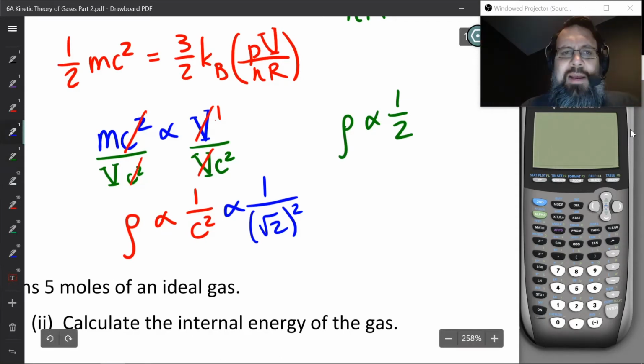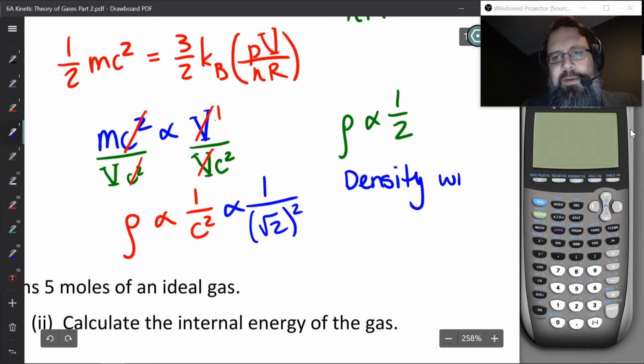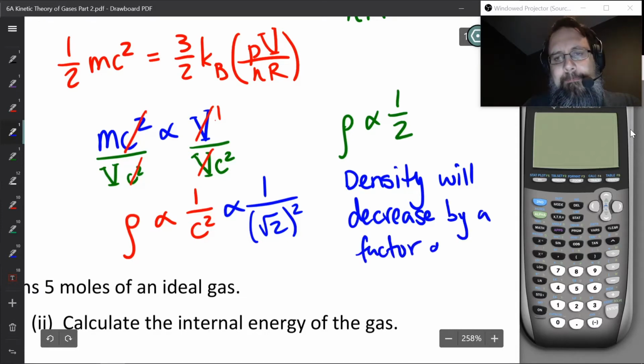So we can write down our statement here: the density will decrease by a factor of 2. It'll be halved.